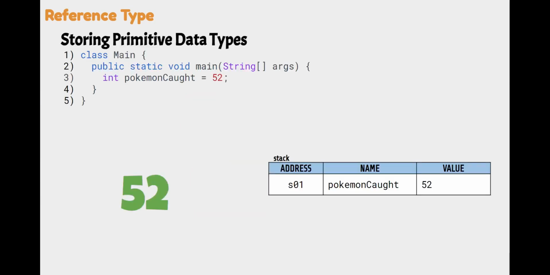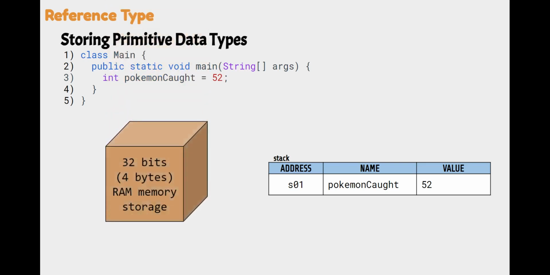So taking a look back on how we store primitive data, on line 3, we are declaring a variable of type int. We are giving it the name Pokemon caught, and we are assigning it the value of 52. So that goes into our stack memory with the name that we assigned and with that actual value of 52. So we're taking that 52 and we are putting it in a box. That box can hold 32 bits or 4 bytes of RAM memory. And then we're going to slap a label on that box. We're going to write Pokemon caught on that box. So it has a name, and inside of it, there is a value.